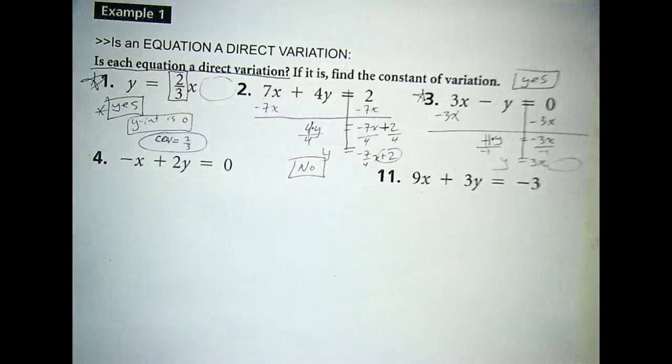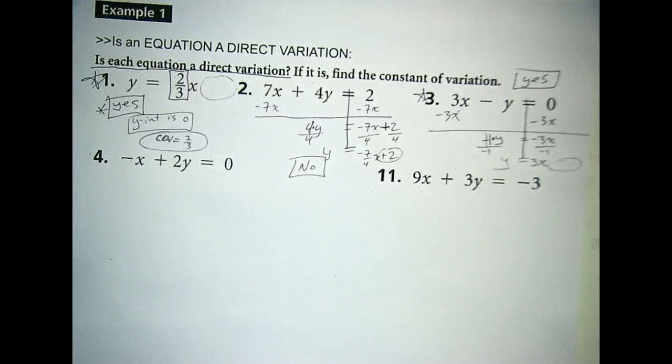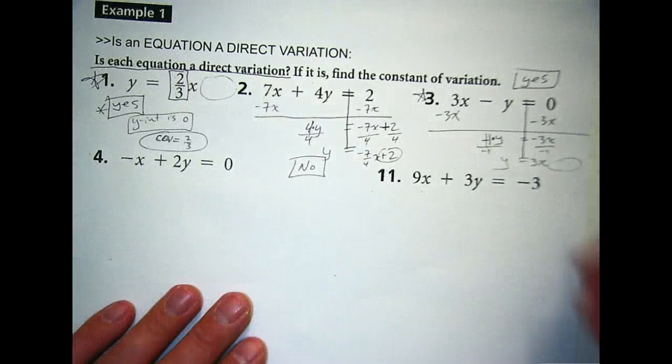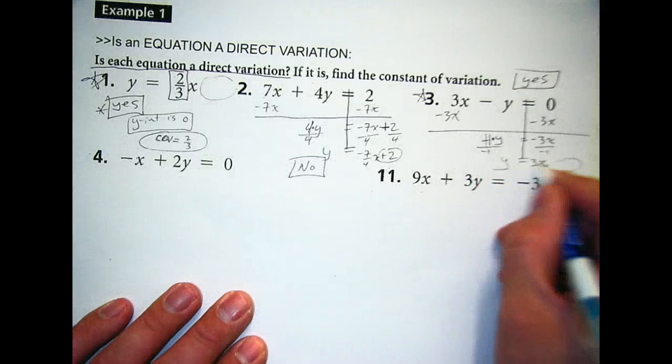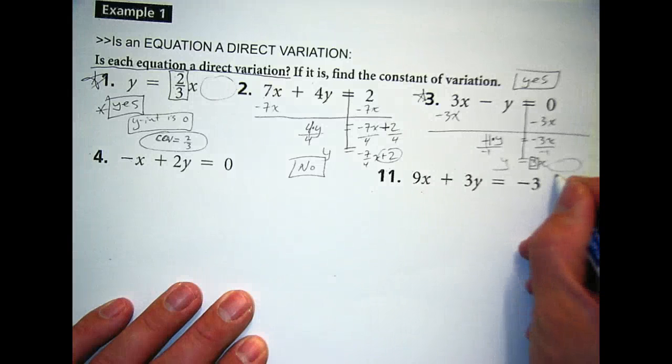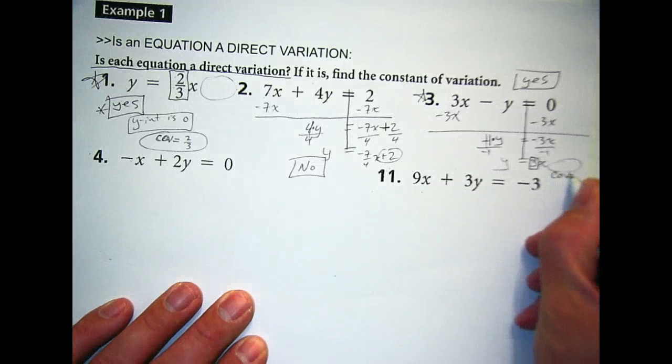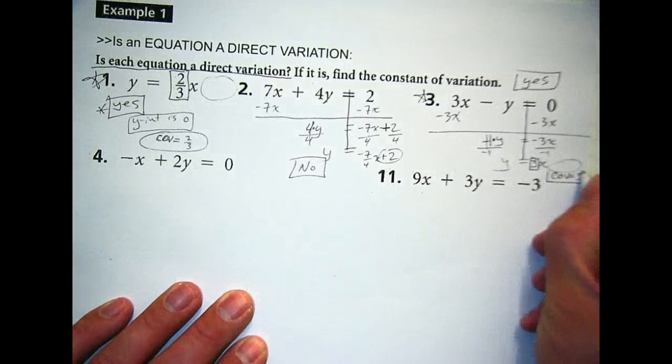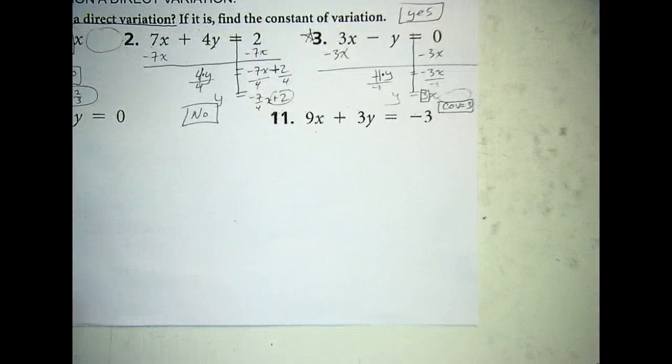Number 3, what's the constant of variation? Chelsea? 3. We won't include the x though, okay? So just the 3. So the constant of variation equals 3. All right. Okay. Any questions there?